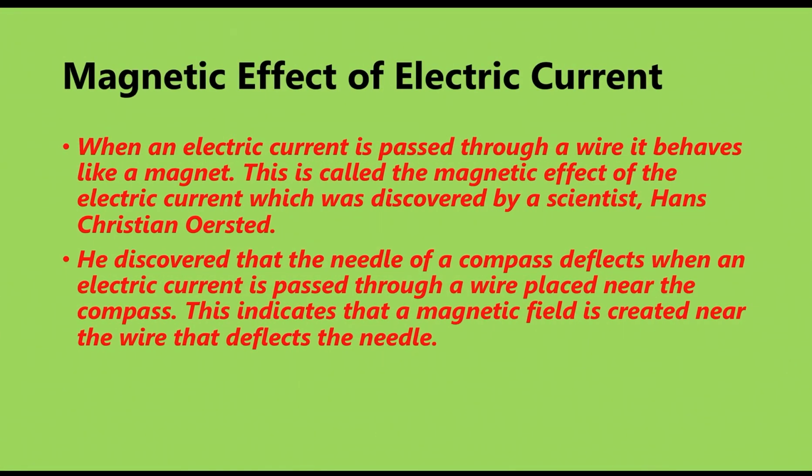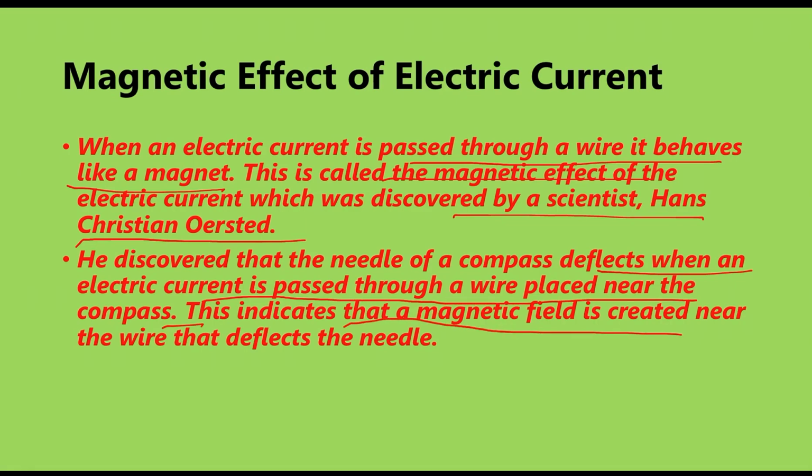When we say magnetic effect of electric current, it is that when current is passed through a wire, it behaves like a magnet, and this is called the magnetic effect. It was discovered by the scientist Hans Christian Ørsted. He discovered that the needle of a compass deflects when an electric current is passed through a wire placed near the compass. This indicates that a magnetic field is created near the wire that deflects the needle.